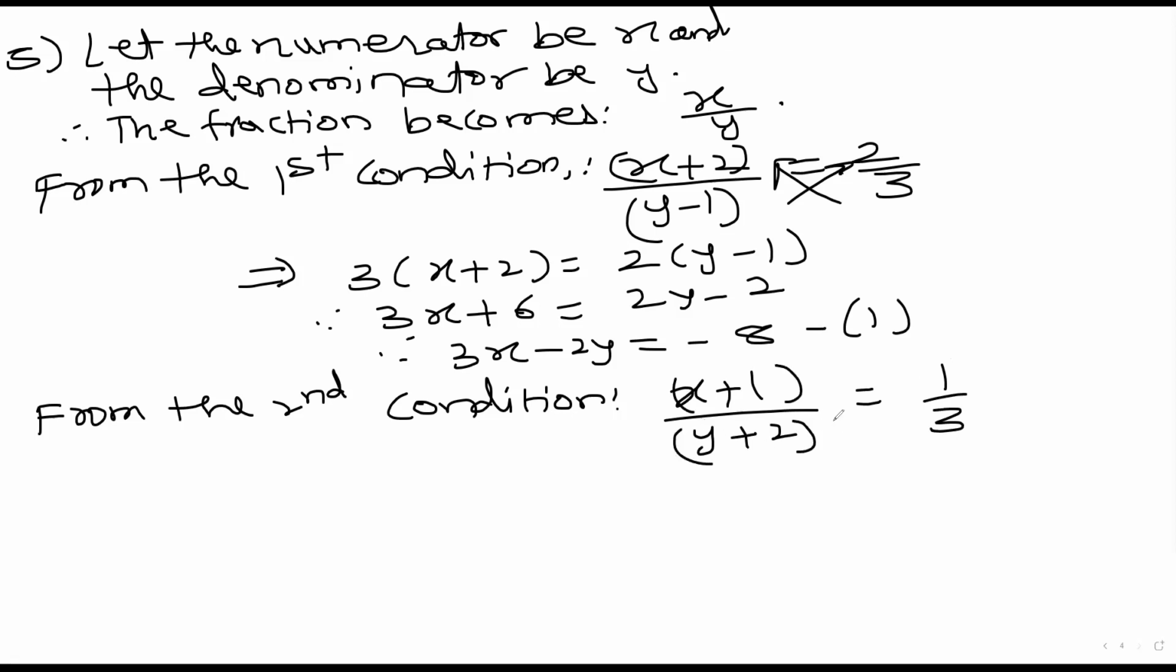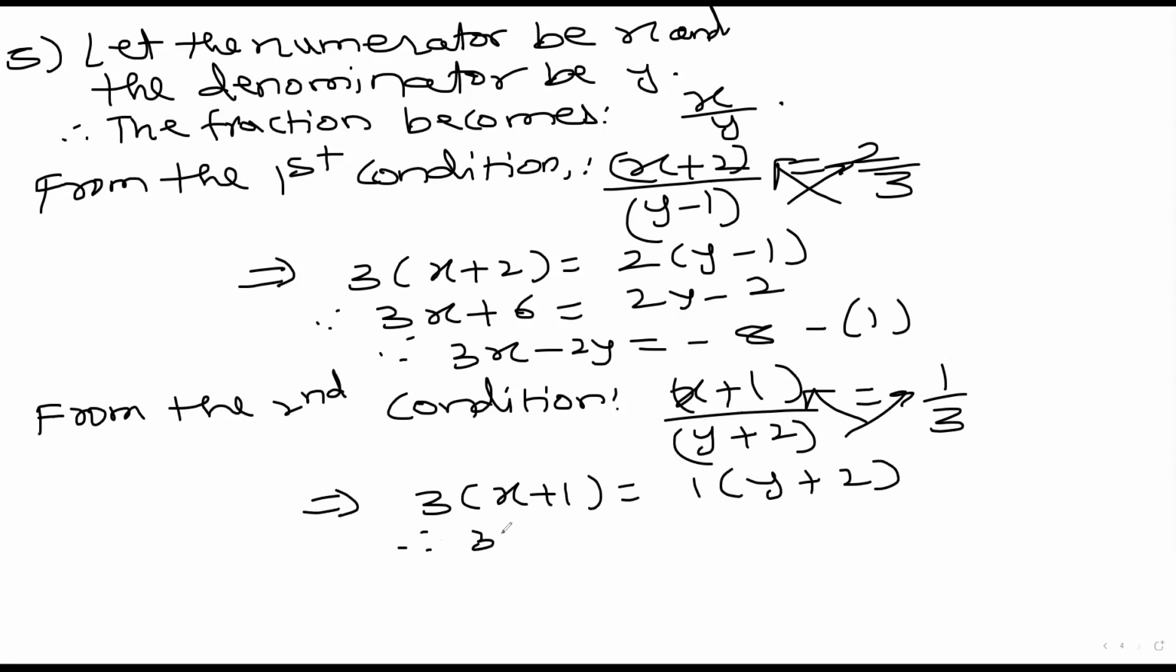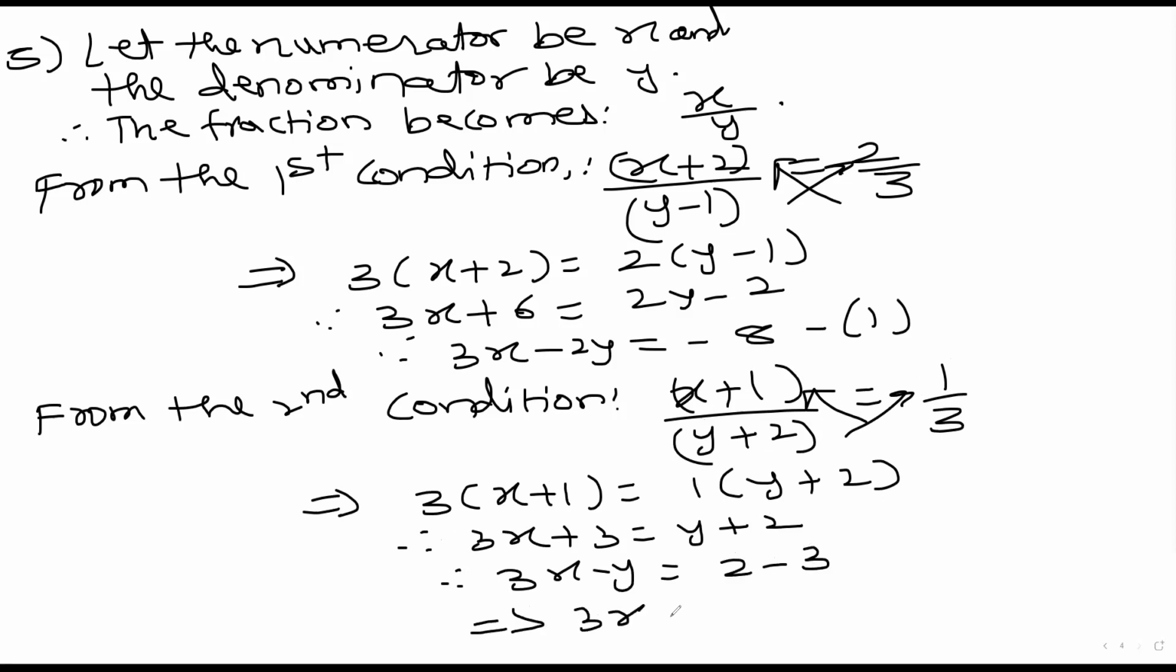So just cross multiply again, same thing. What do you get? 3 into bracket x plus 1 is equal to 1 into bracket y plus 2. So you get 3x plus 3 is equal to y plus 2. So you get 3x minus y is equal to 2 minus 3. That means 3x minus y is equal to minus 1.